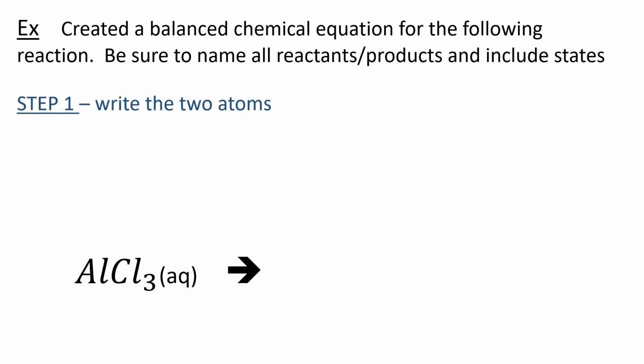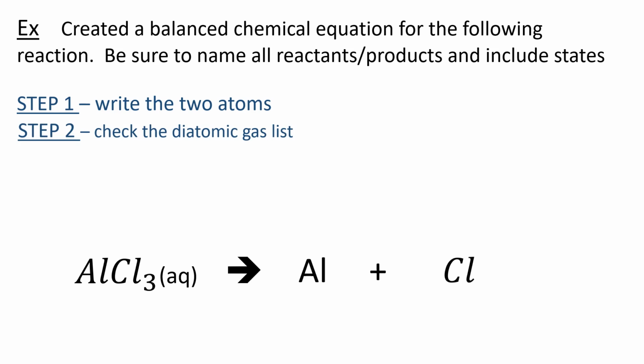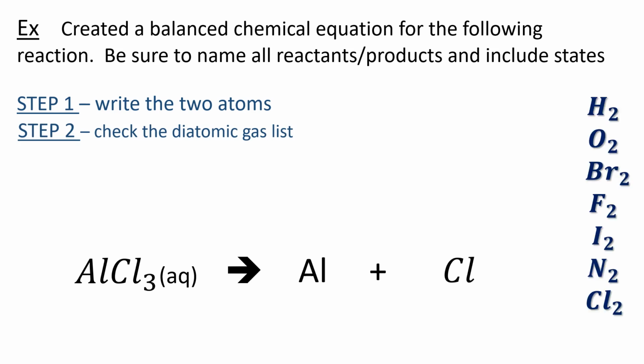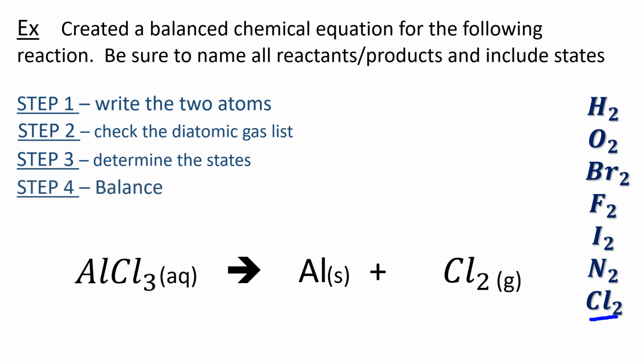So step 1 is you write the 2 atoms. We've got aluminum chloride here, and clearly the 2 atoms would be aluminum and chlorine. So we'll write aluminum plus Cl. Step 2 is check the diatomic gas list. There it is on the side, and of course we've got Cl2 on it, so we're going to go back and add a little 2 next to Cl. Then we can determine our states. Aluminum's all by itself, and it's a singular atom, so it's going to be in the solid form. And of course, chlorine was a gas, so it's a gas.